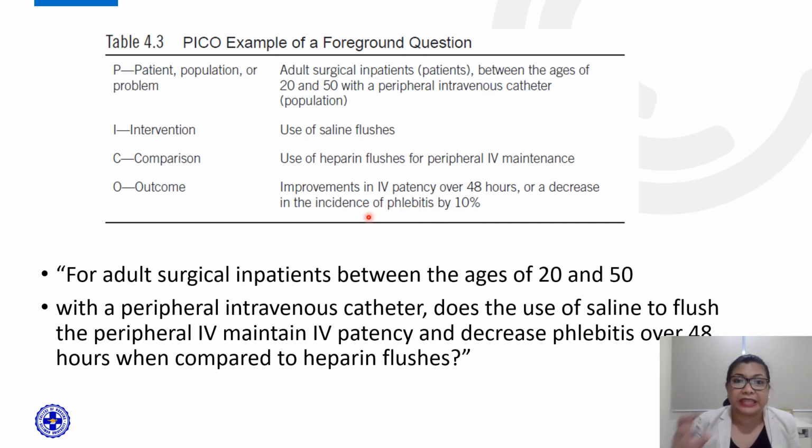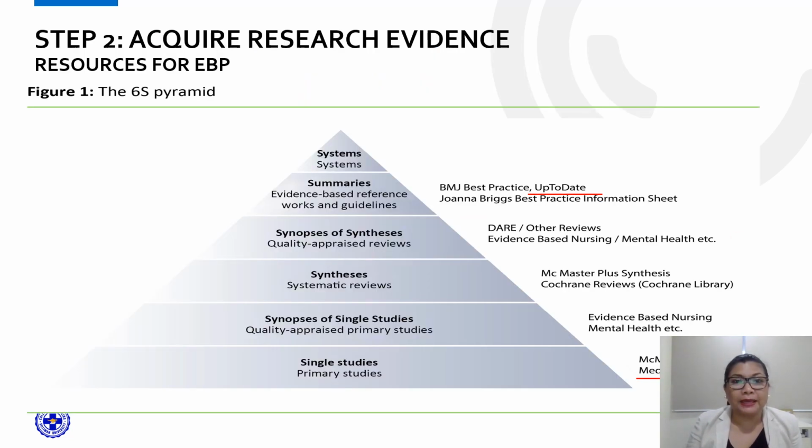So if you want to state, you have to have a statement, a clinical question. So it would be like this: for adult surgical inpatients between the ages of 20 and 50 with peripheral intravenous catheter, there's the use of saline to flush the peripheral IV, maintain IV patency, and decrease phlebitis over 48 hours when compared to heparin flushes. It's a bit convoluted, but that's how you do the clinical question. It's not just a very simple one-sentence question, but you need to have the elements of the PICO. If you want T, then that is also good. Now, so that is the P. You have to ask the right clinical questions.